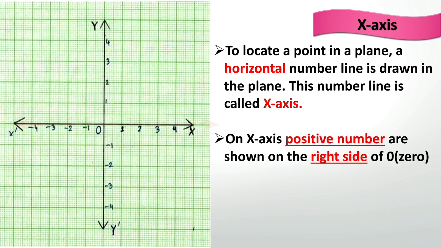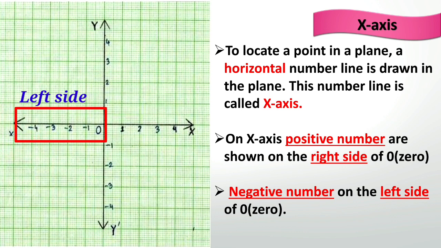On x-axis, positive numbers are shown on the right side. Always remember, positive numbers are shown on the right side of the 0 and negative numbers are on the left side of 0. Again I am going to repeat. In x-axis, positive numbers are shown on the right side of 0 and negative numbers are on left side of 0.